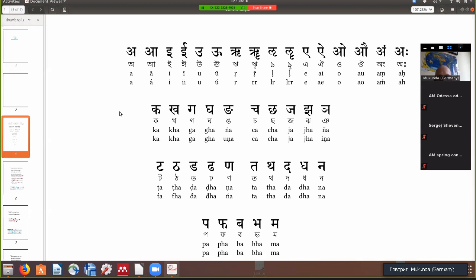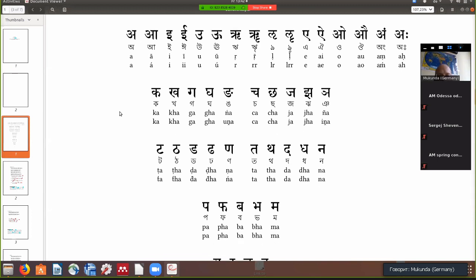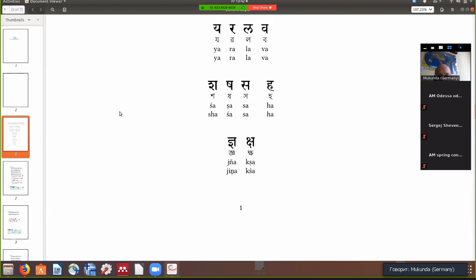You can see that this alphabet here is separated in sections. I'm scrolling up and down a bit for you to see.